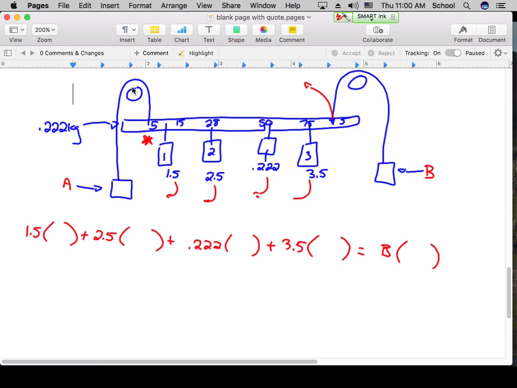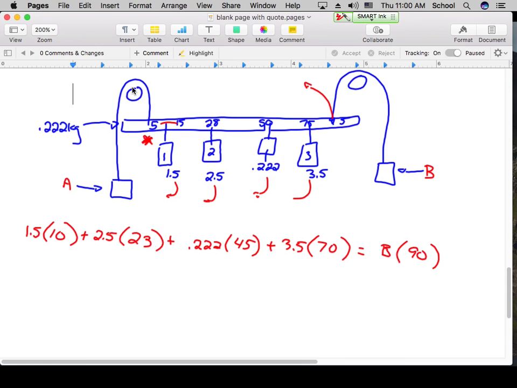So if number 1 was at 15 and this is at 5, then the distance in between these two is 10. From 5 to 28, that's a distance of 23. From 5 to 50, that's a distance of 45. From 5 to 75 is a distance of 70. And then B is pulling at 95, which is 90 away from 5. So now all we have to do is plug in that mess and solve for B.